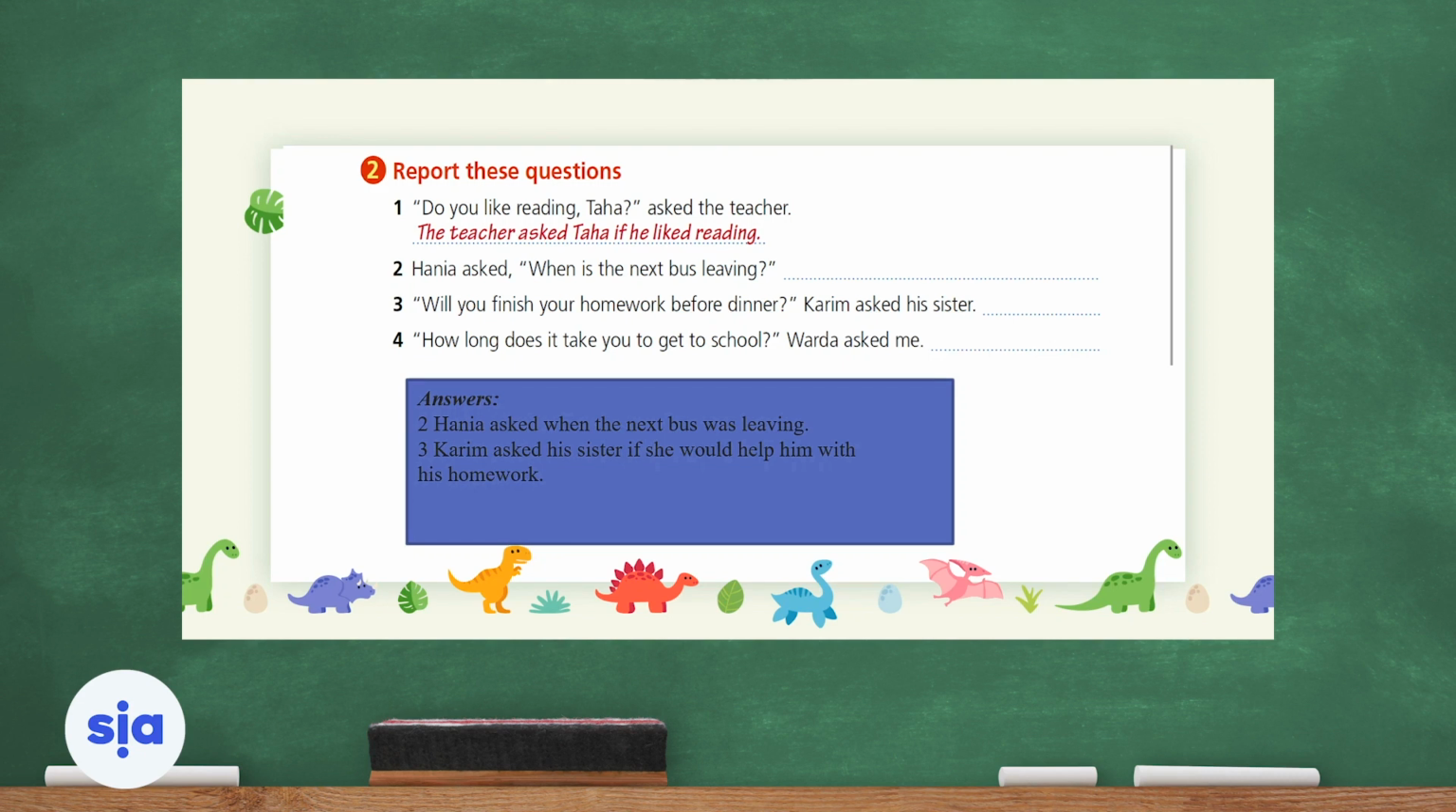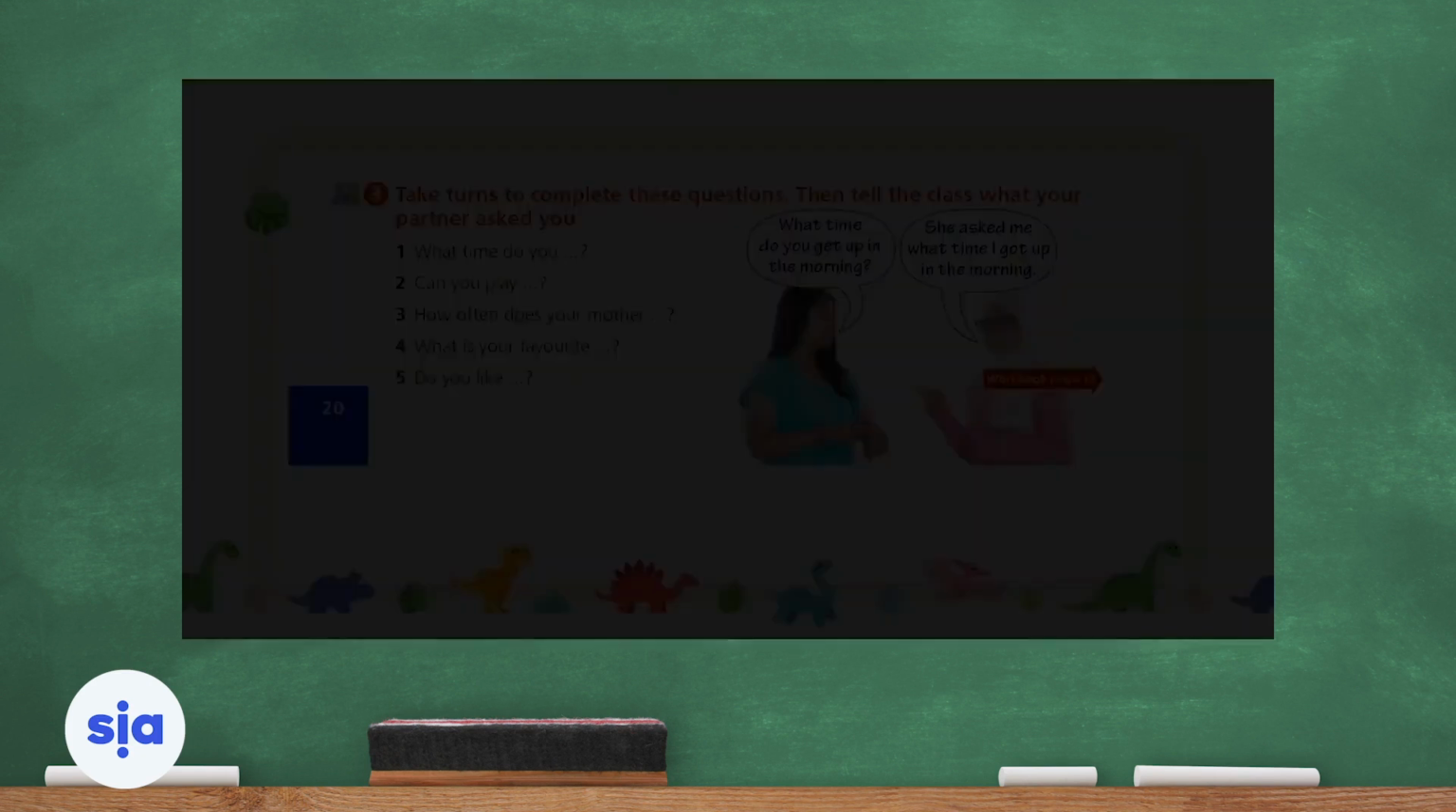The next question is number 4. How long does it take you to get to school? Warda asked me. In that case, what a beautiful name Warda is. Warda asked me how long it took me to get to school. So I'm reporting what Warda has asked. So I start with her name. Now, you're doing a great job, guys.